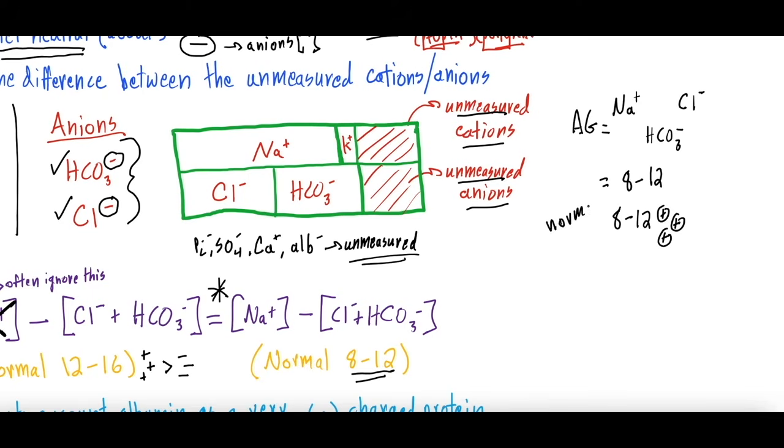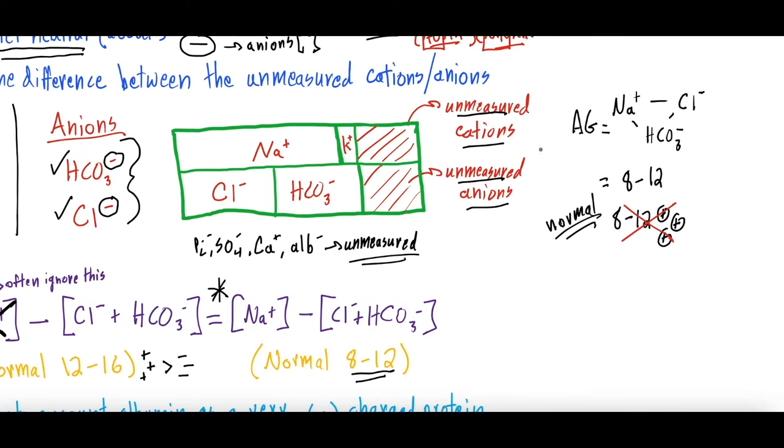Because what the equation isn't taking into account is all these unmeasured cations and unmeasured anions. This isn't to say that the blood is always positive 8 to 12. It just is saying that when you only look at these three, you are missing a number of negatively charged anions that would neutralize this and cancel this out. So this is a non-anion gap. This is normal, because you have all these unmeasured anions.